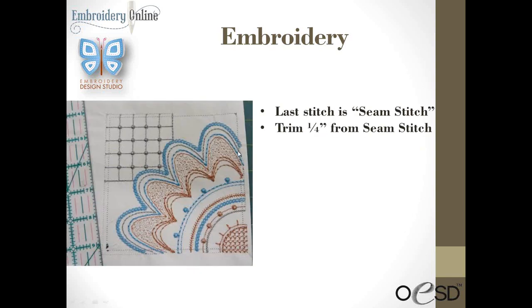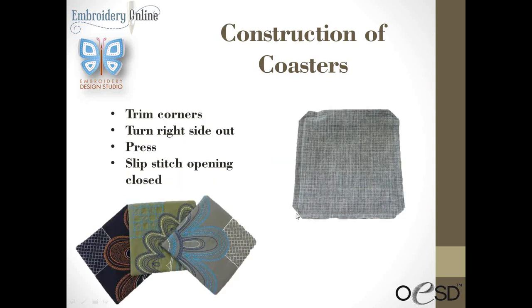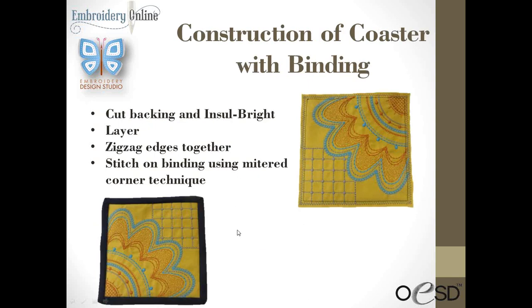Again, we're going to trim a 1/4 of an inch from your seam stitch. Cut your backing and your Embroidery to be the same size as your tile. Right sides together. We're going to stitch all the way around, leaving an opening on one end. Trim your corners, turn it right side out and press, and we'll simply slip stitch the opening closed, and you have your coasters.